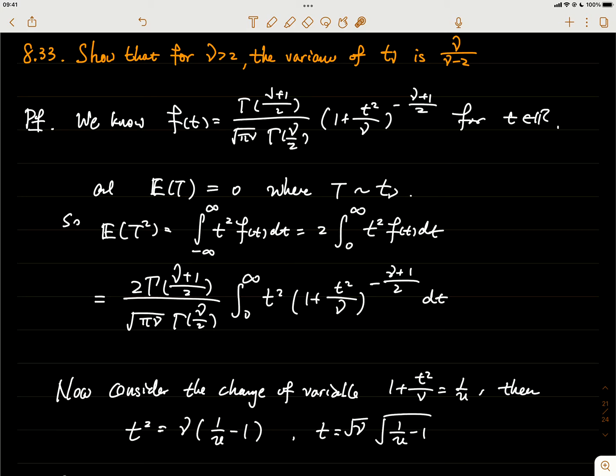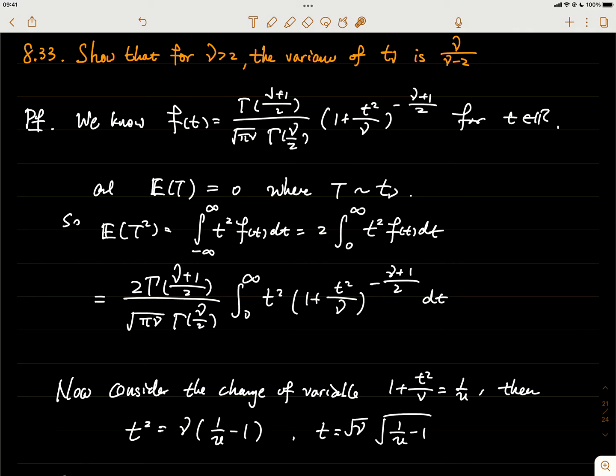Now, on the one hand, we know that the expectation of t is equal to 0 because the shape of this is an even function about 0. It's symmetric. The curve is symmetric about the y-axis. So that's why the expectation is 0. So the variance is nothing but the second moment, and we just need to compute this.